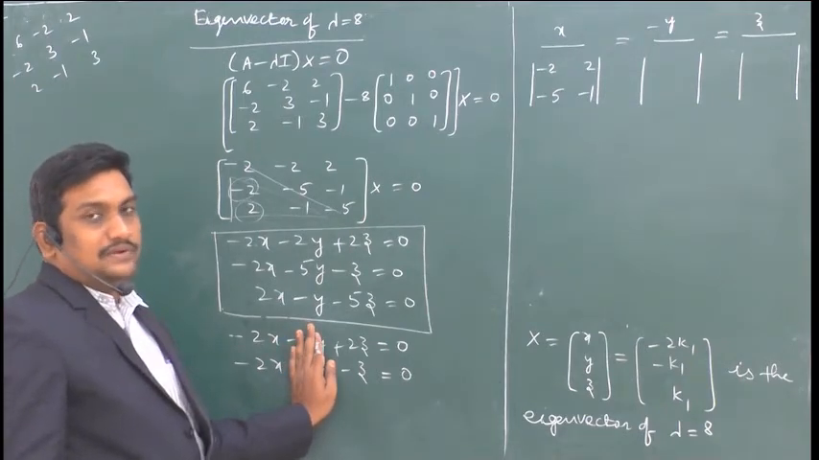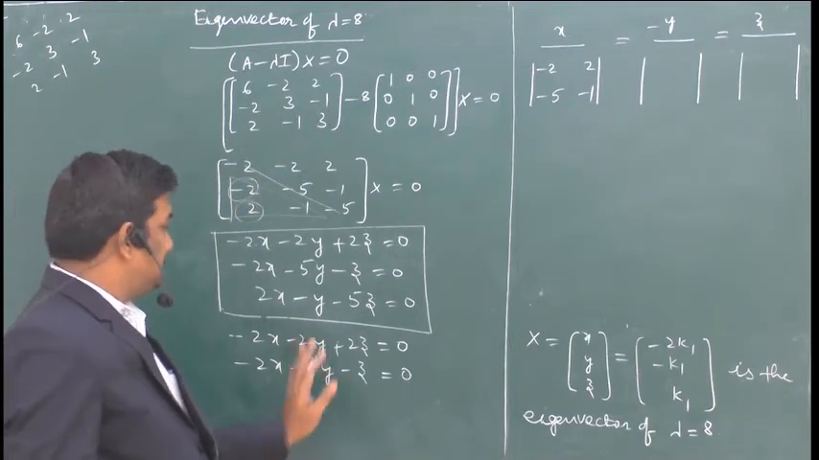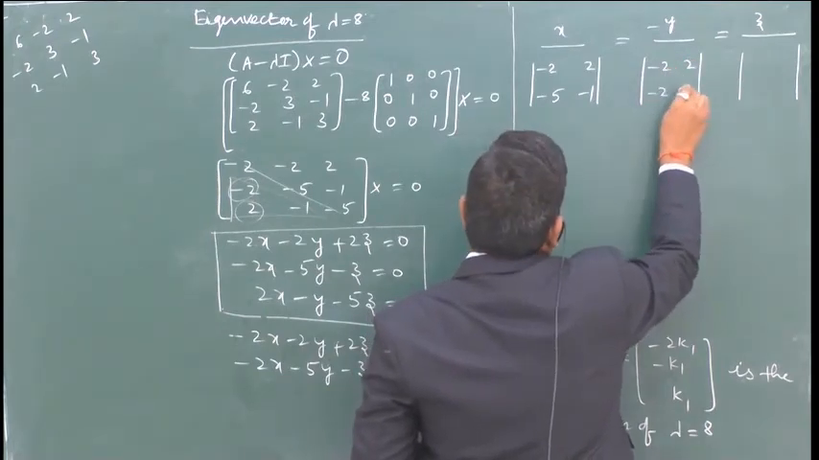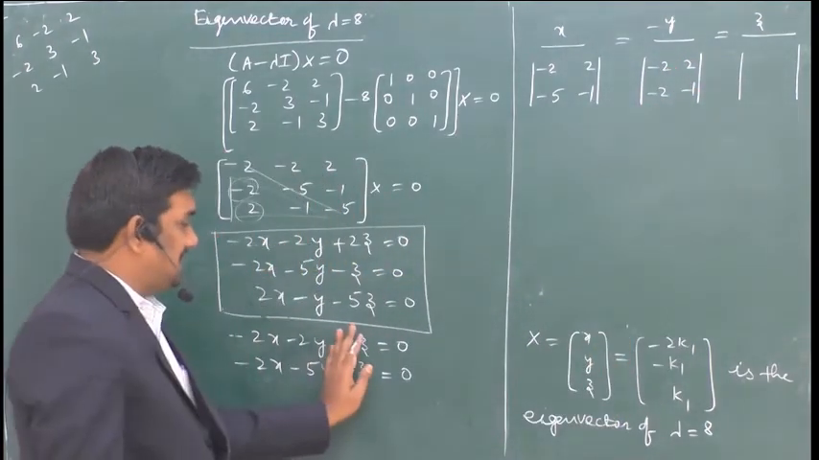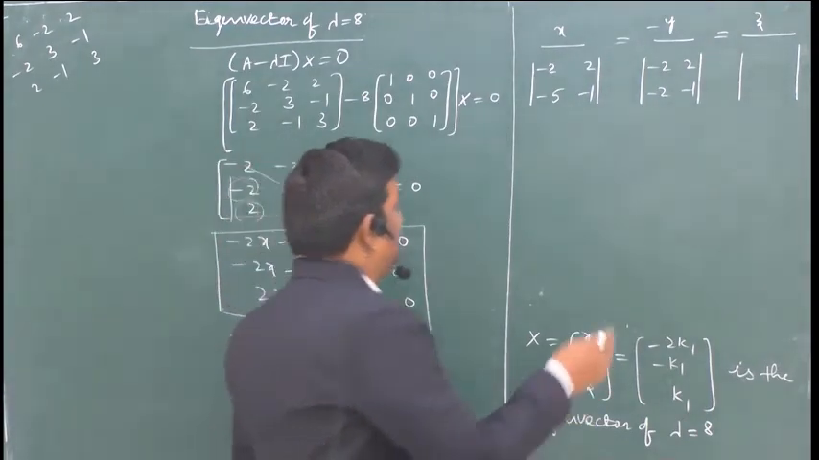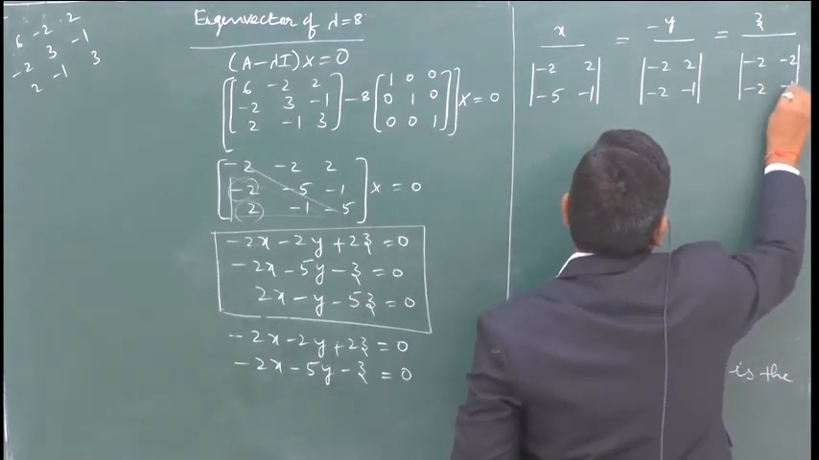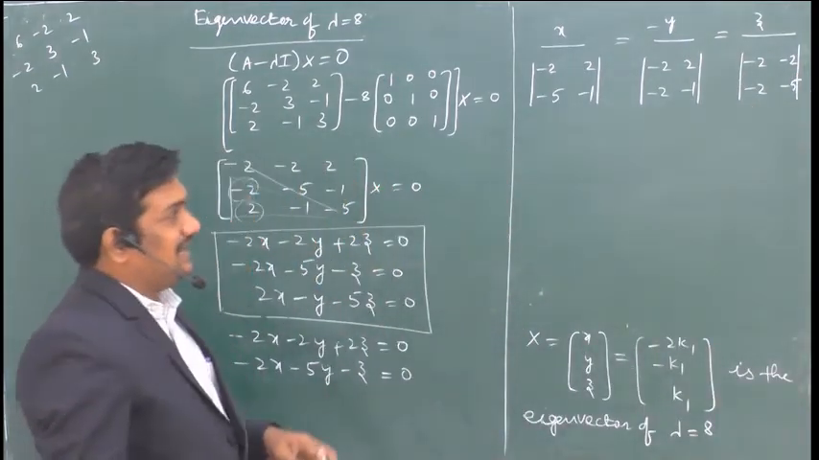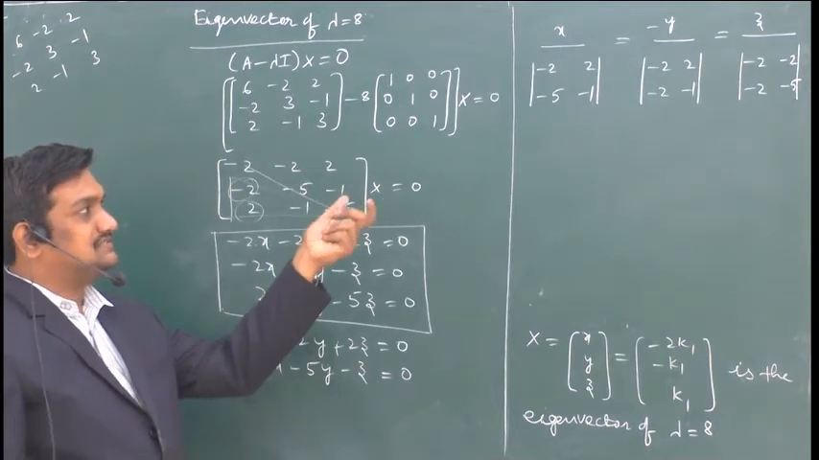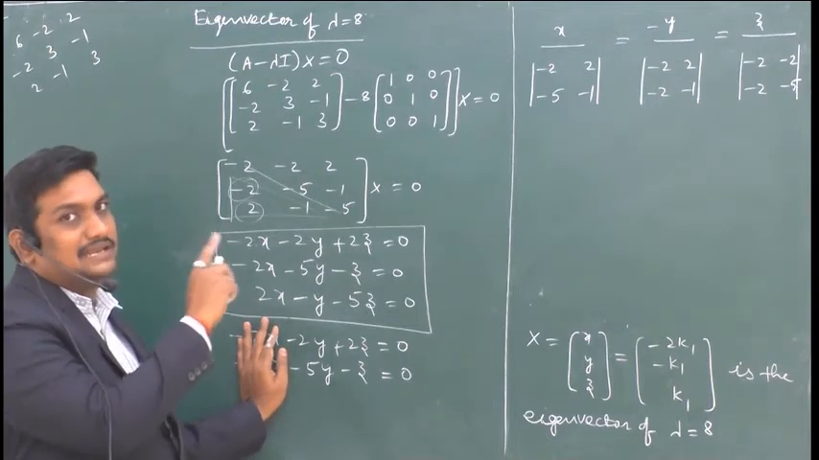Now you close the middle column. You take the remaining coefficients into the middle denominator. It will be minus 2, 2, minus 2, minus 1. Now you close the last column. Take the coefficients into the last denominator. It will be minus 2, minus 2, minus 2, minus 5. So x by, minus y by, z by, the denominators will have determinants. By closing the first column, the coefficients will be in the x denominator.